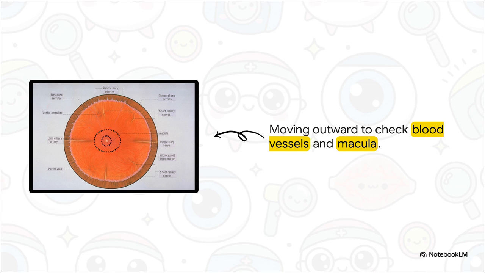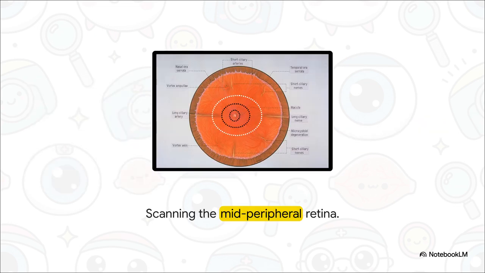From the disc, you're going to follow the blood vessels. Check those cute little branching vessels for their artery-to-vein ratio and any weird pinching or tortuosity. After the arcades, carefully inspect the macula. Pro tip, this is way easier when you just have the patient look directly at your light. Finally, widen your search to the mid and far peripheral retina.